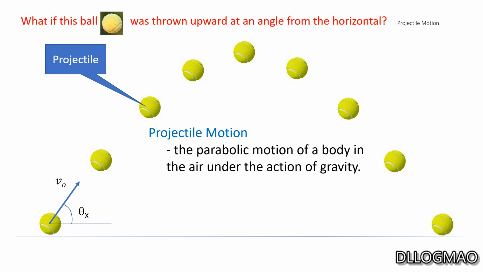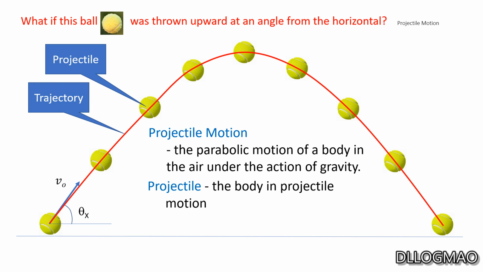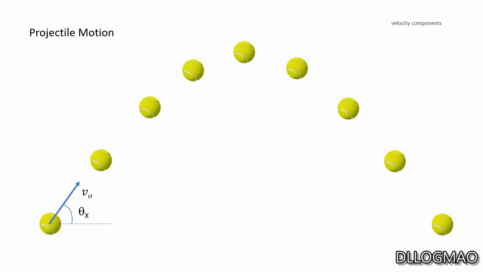The body in motion, the ball, is called a projectile. The curved path is called the trajectory. v sub 0 is the initial velocity of the projectile.